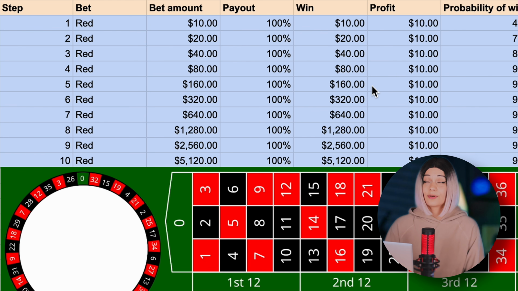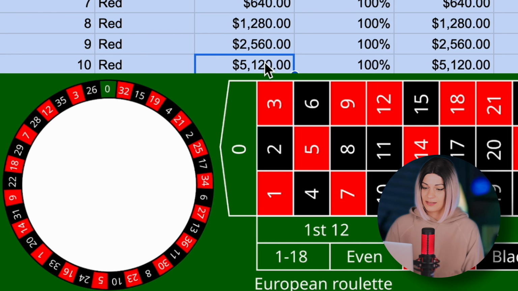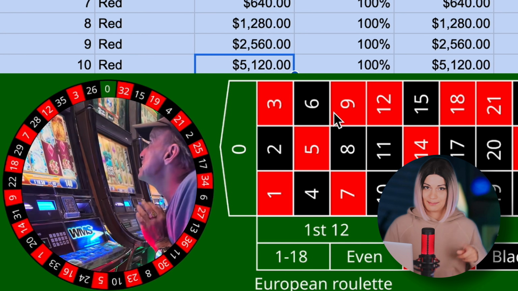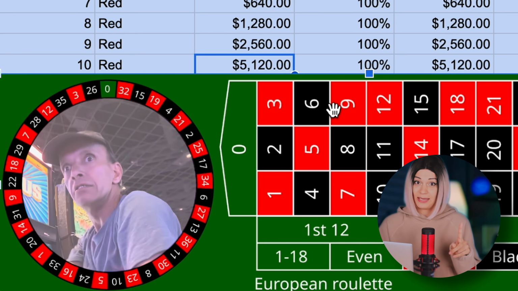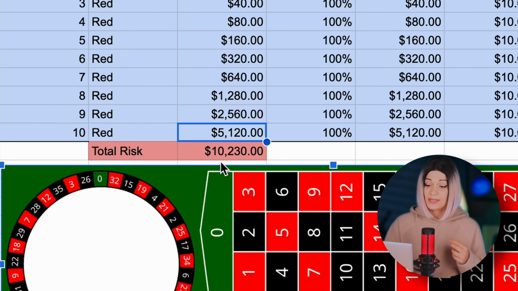But this method also has its drawbacks, because each time when you lose, you need to double the deal. That means that the amount of money that you use is getting higher really freaking fast, and the attempt number 10 is gonna be $5,120 for one spin, and that's madness. But that means for you to get 99.87% probability of winning, your starting capital should be $10,230.